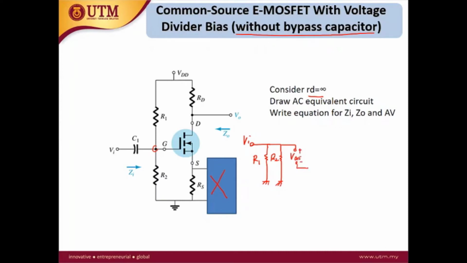This is your VGS, and then at the source, since there is no bypass capacitor, RS will appear. Between source and drain, we have the voltage dependent current source, this is gm VGS. Since RD is infinity, no need to draw the RD. Then at the drain, we have the RD and the output terminal. So this is the AC equivalent circuit.